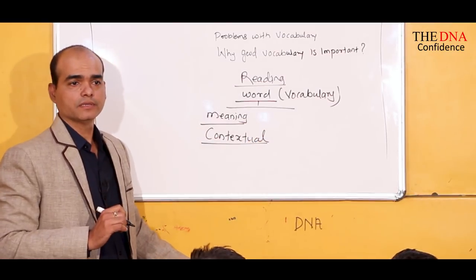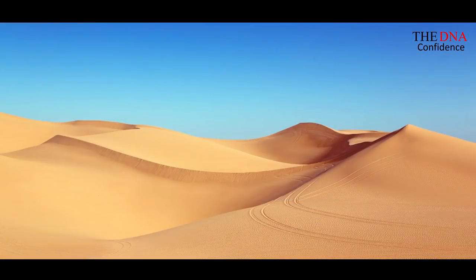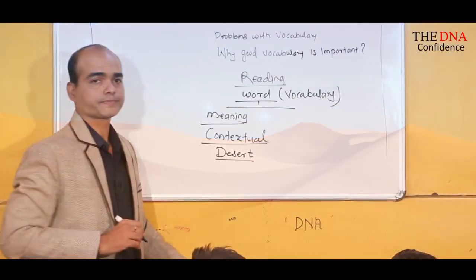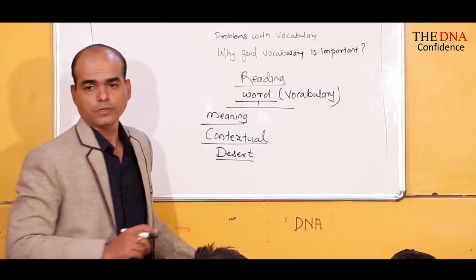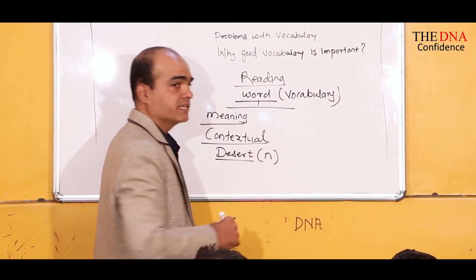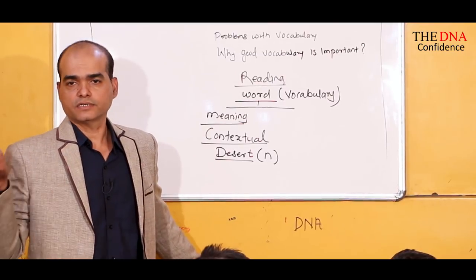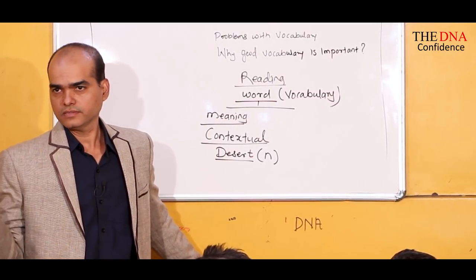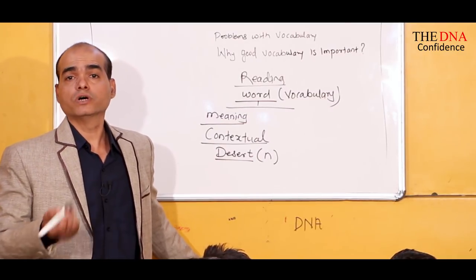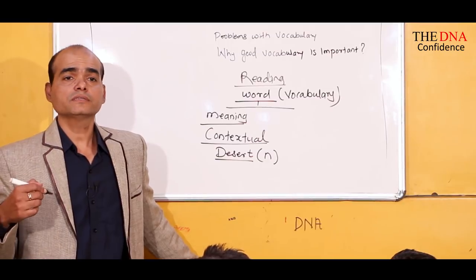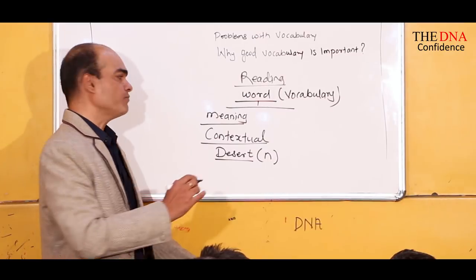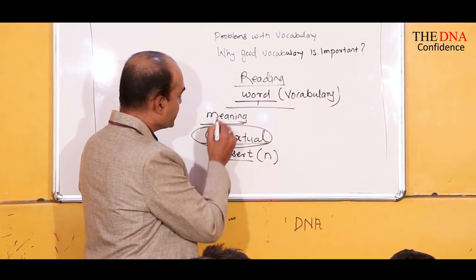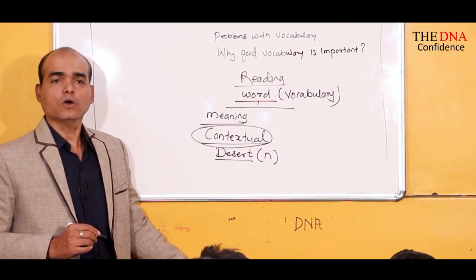Let me give you one example. For example, one word is desert. So desert can be a noun also, and desert can be a verb also. When I mean desert as a noun, the meaning is a desert, like the Sahara Desert. Now when I use desert as a verb, the meaning is to desert. To desert means to abandon someone. Abandon means to leave someone. So the meaning of a word depends upon the context in which that word is used. All of you understood this?